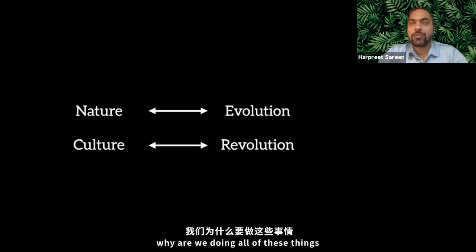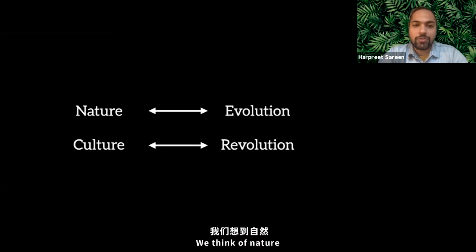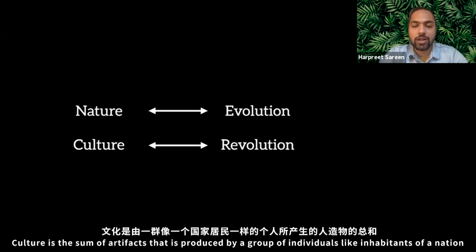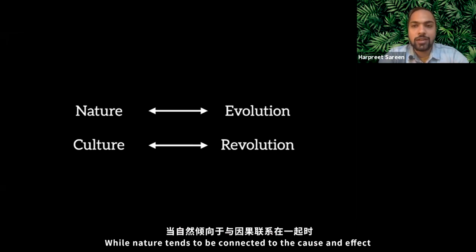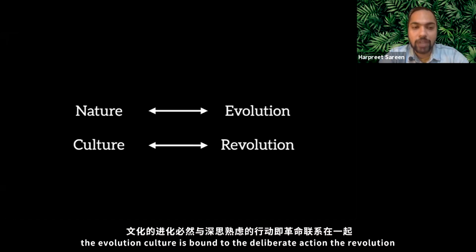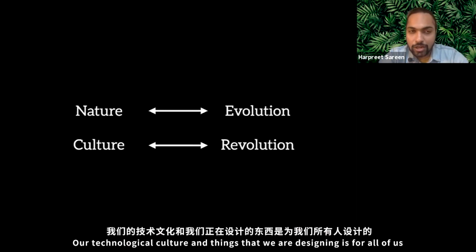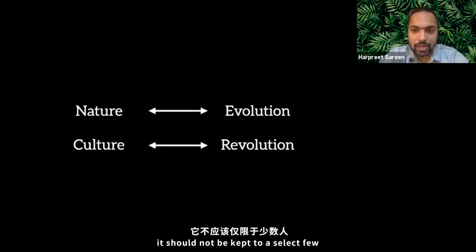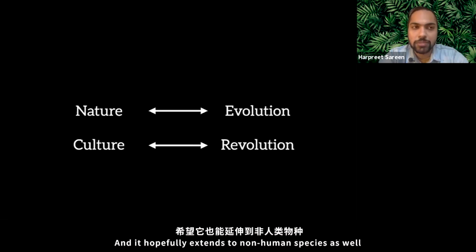I want to emphasize why we are doing all of these things. We think of nature and we think of evolution, but let's look at culture. What is culture? Culture is the sum of artifacts produced by a group of individuals, like inhabitants of a state or a nation. While nature tends to be connected to cause and effect, the evolution, culture is bound to deliberate action, the revolution, right? Our technological culture and the things that we're designing are for all of us. It should not be kept to a select few, and it hopefully extends to non-human species as well.